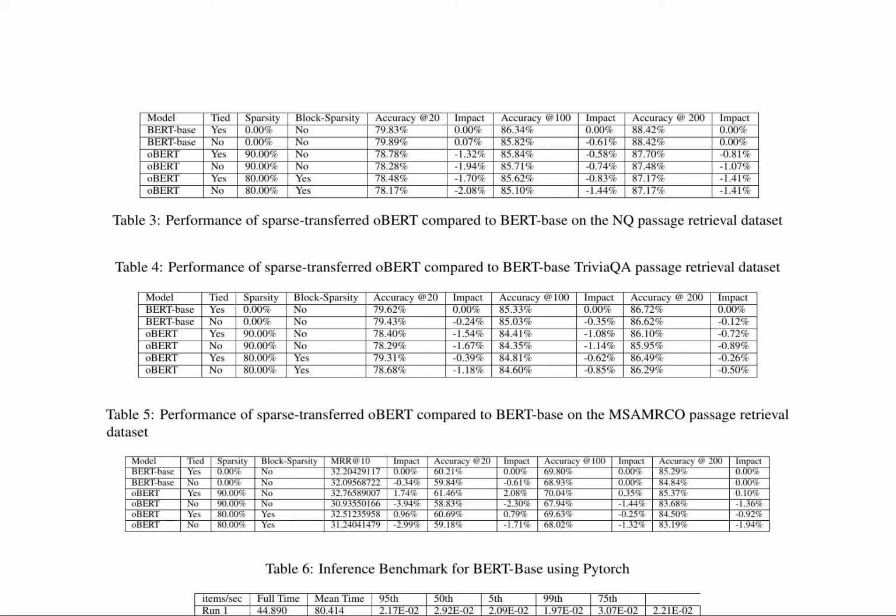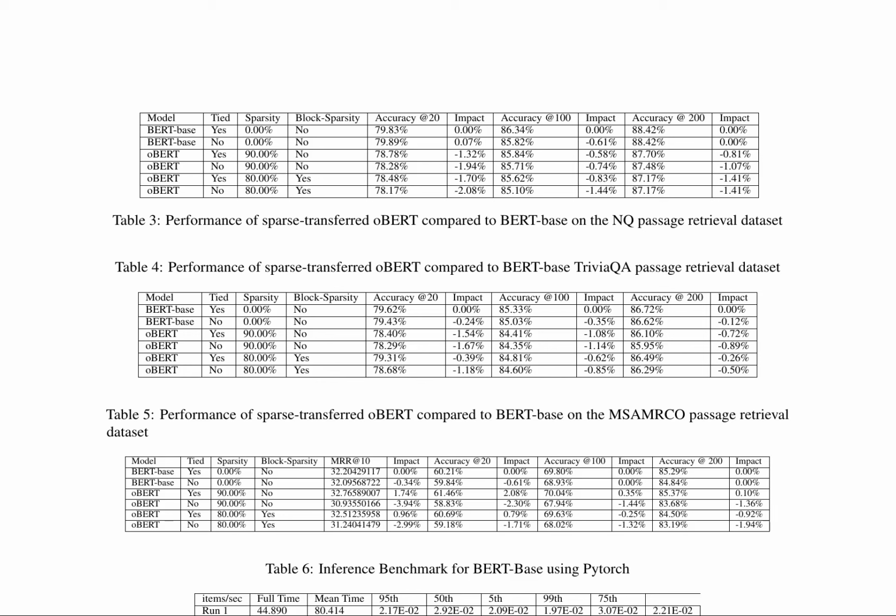In contrast, ABERT models with 80% tied sparsity and block sparsity achieve accuracy rates of 78.48% at 20, 85.62% at 100, and 87.17% at 200. For comparison, BERT-based models with no sparsity achieve accuracy rates of 79.83% at 20, 86.34% at 100, and 88.42% at 200.